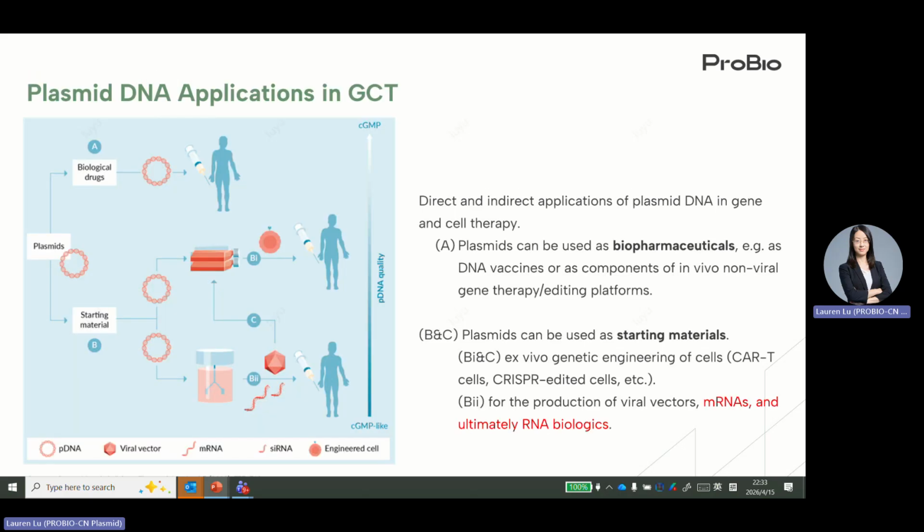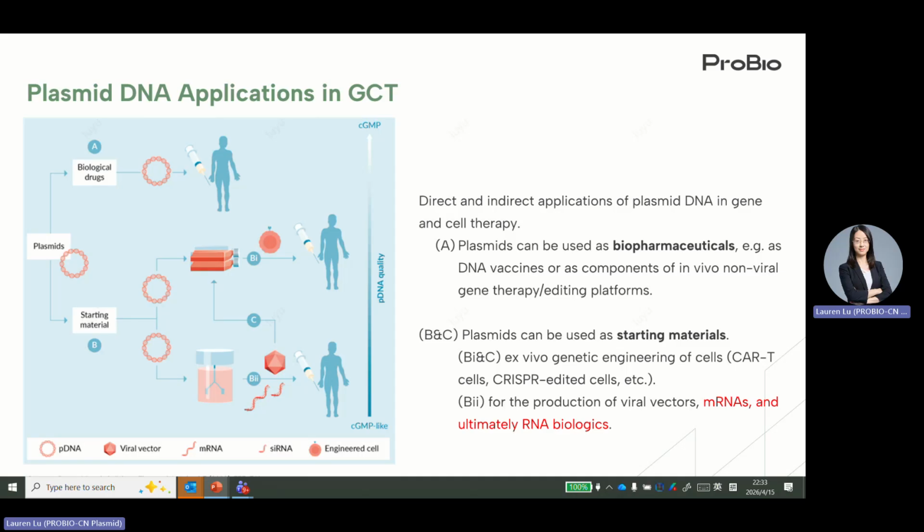So actually, plasmid DNA has very complicated applications in gene and cell therapy. Here we can see there are two main scenarios. In the first scenario, plasmids are treated as biological drugs. It's quite easy to understand that plasmids can be used as biopharmaceuticals, for example, as DNA vaccines or other components of in vivo non-viral gene therapy or editing platforms.